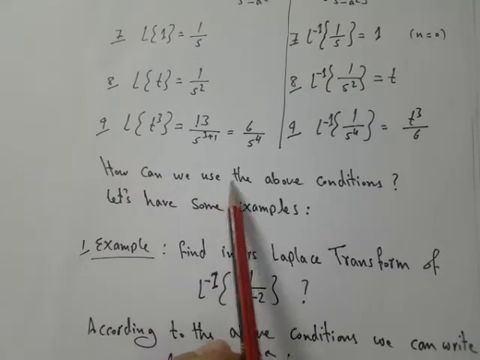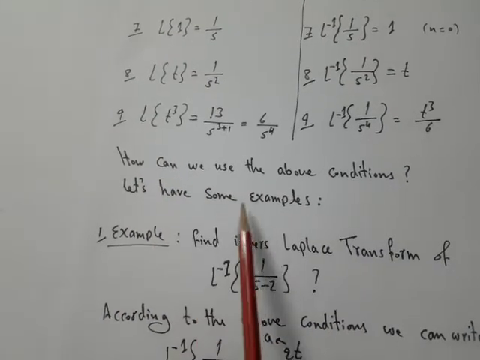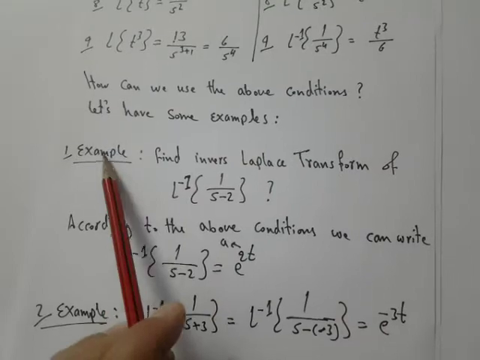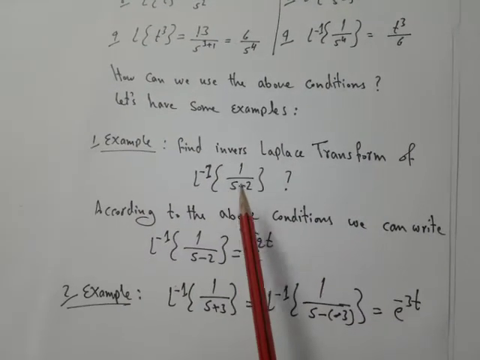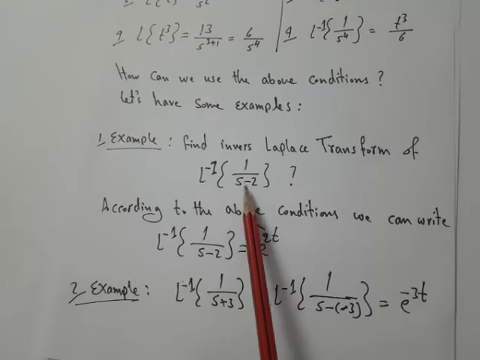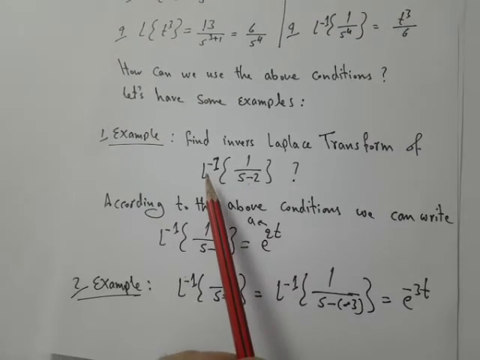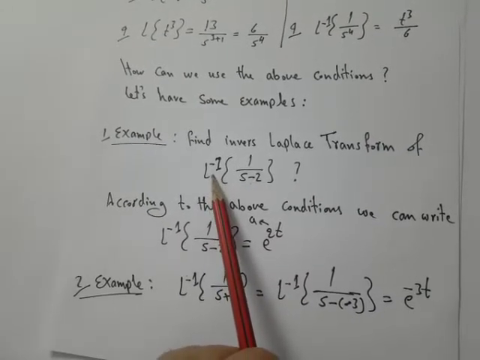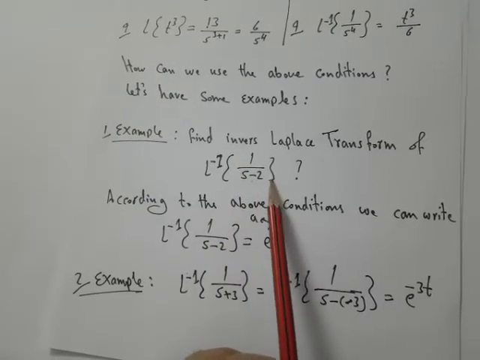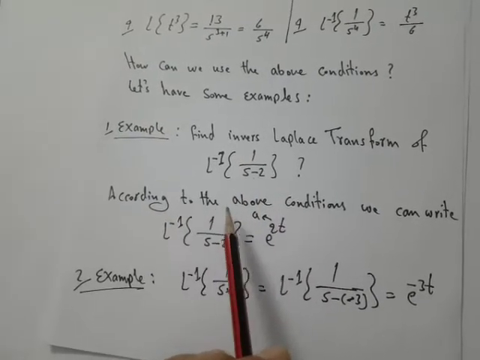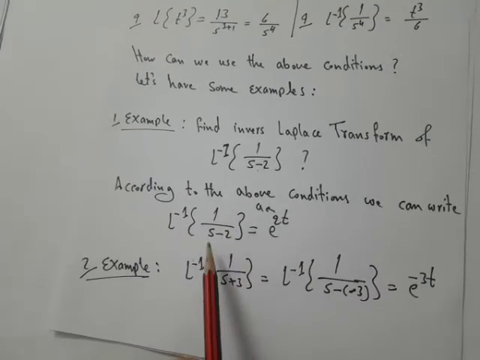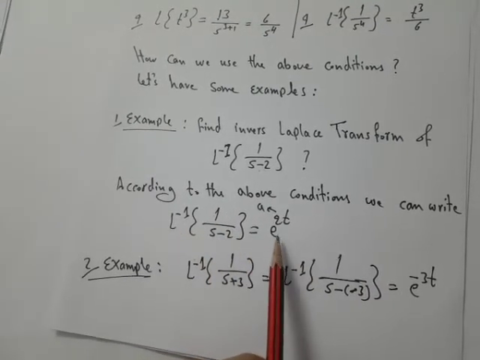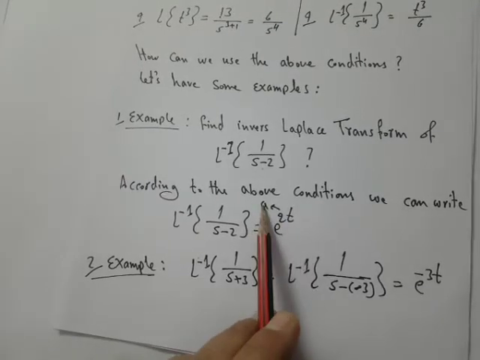So how can we use the above conditions? Let's have some examples. First example, find the inverse Laplace transform of this function. Inverse Laplace transform of 1 upon s minus 2. According to the above condition, we can write the inverse of 1 upon s minus 2 is equal to e to the power 2t. This 2 is a.